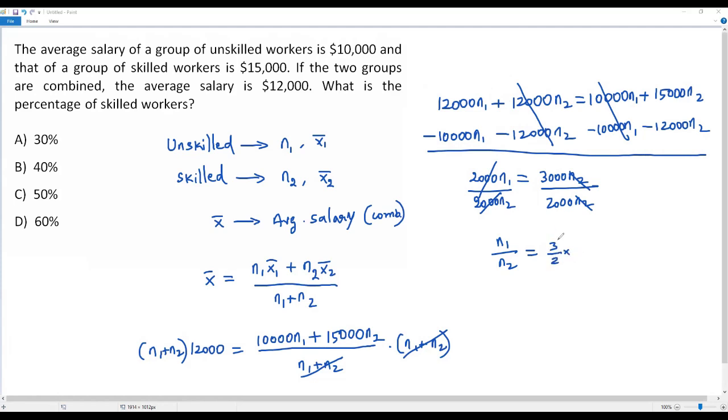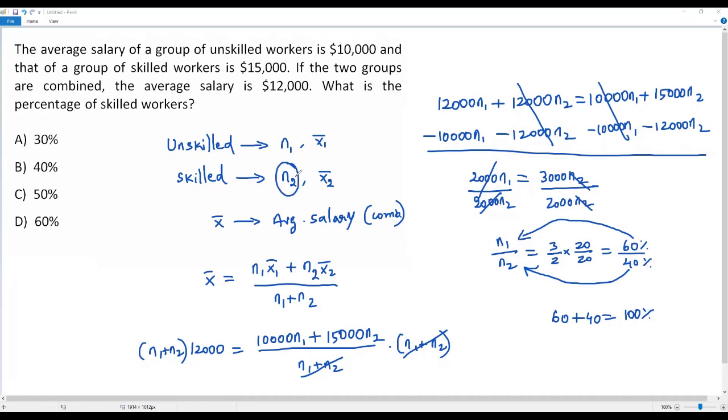Now, let me multiply both numerator and denominator of this fraction by 20. Then I am getting 3 times 20 is 60 and 2 times 20 is 40. Let me add this 60 and 40. 60 plus 40 equals 100. When I consider this 100 as a percentage, this 60 and this 40 will become percentages. That is 60 percent, 40 percent. This 60 percent is connected to N1. This 40 percent is connected to N2.